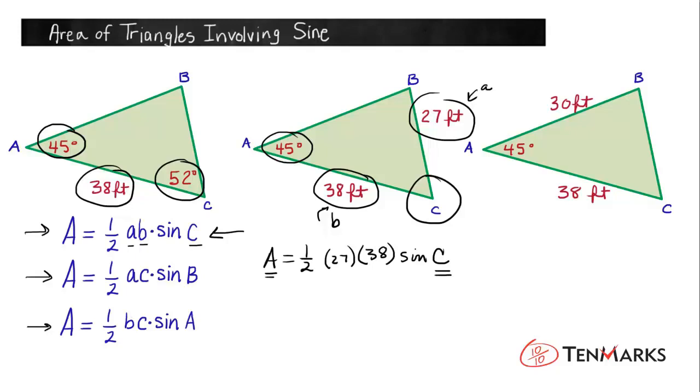Now let's look at the third triangle. The third triangle gives us two side measures and an included angle measure. And that's what we're looking for. For this one, we can solve and find the area of this triangle. Let's go ahead and follow through and find the area of this triangle.